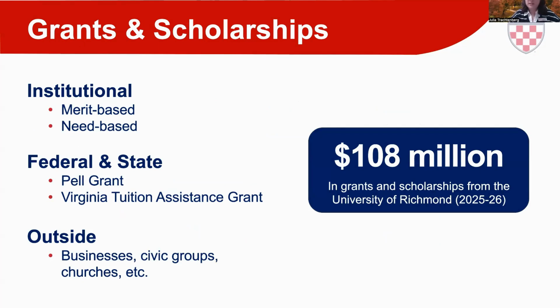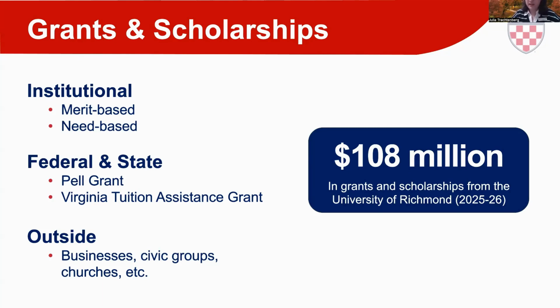One source is going to be institutional grants, and that means any grant that comes from the University of Richmond. These can be merit-based or need-based. So merit-based aid is going to be based on maybe your academic achievements. They can be like aid that maybe from athletics or something related to activities that you've done, your grades, your test scores, that kind of thing.